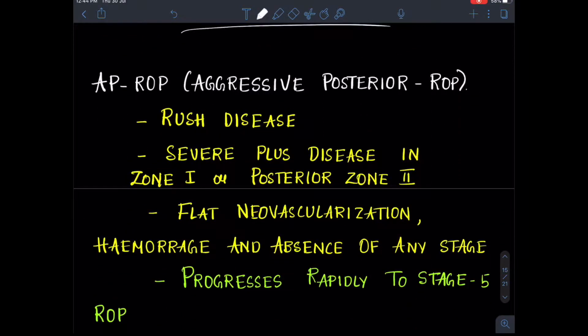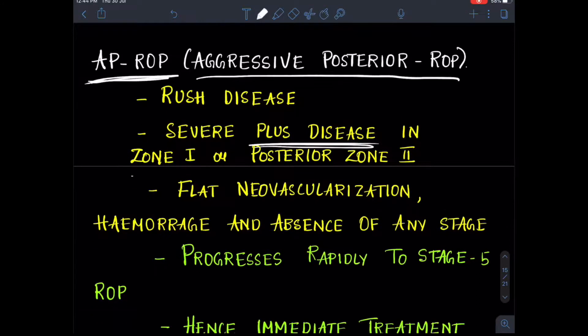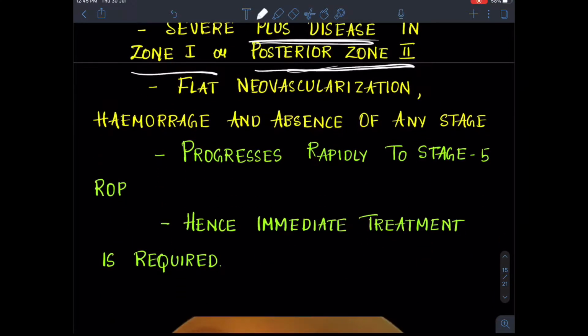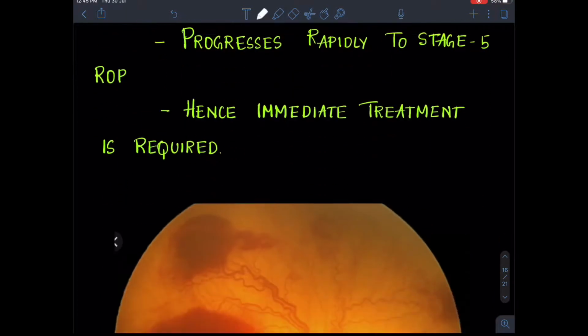Okay, now coming to another clinical term called APROP. APROP is aggressive posterior ROP. It is also called rush disease because it rushes to stage 5 directly. Okay, it is a severe type of plus disease in the zone 1 or the posterior part of zone 2. Okay, what happens in this? In this there is flat neovascularization mainly. This is the main point.